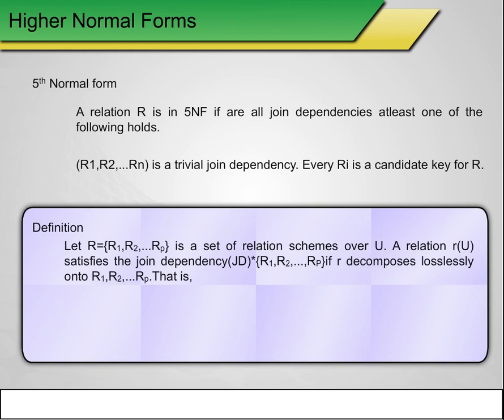Definition: let R equal R1, R2 and so on up to Rp be a set of relation schemes over U. A relation R of U satisfies the join dependency JD into R1, R2 and so on up to Rp if R decomposes losslessly onto R1, R2 and so on up to Rp, that is, R is equal to pi R1 of R join pi R2 of R join and so on up to join pi Rp of R. We also write the join dependency R1, R2 and so on up to Rp as join dependency R.